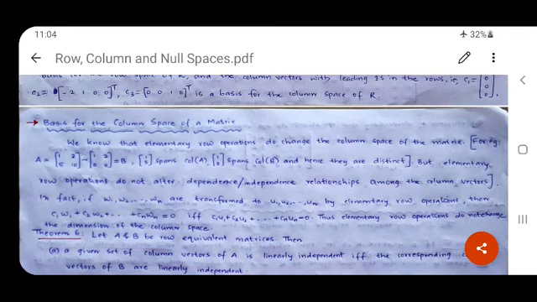Sorry, my mistake. Elementary row operations change the column space, of course, because there is an example.